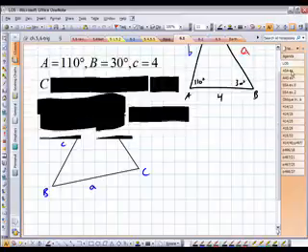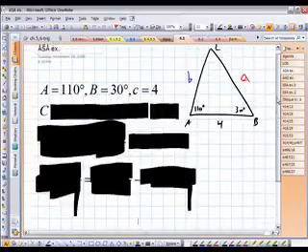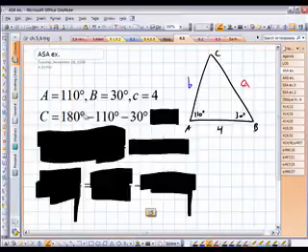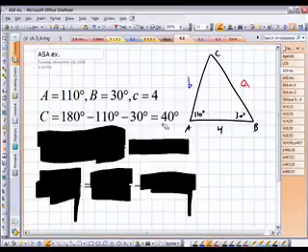So for ASA, we expect to get one triangle because it's in triangle congruence. You're given the information 110 degrees, 30 degrees, and 4 is the included side. Notice this is not at all drawn to scale. That's not really the point. The point here is just to get something visual to look at. So I label the angles and the sides. I know clearly it's easy to find angle C. You just simply subtract from 180 the other two angles and you get 40 degrees.